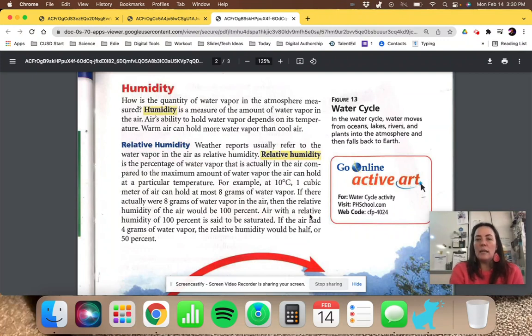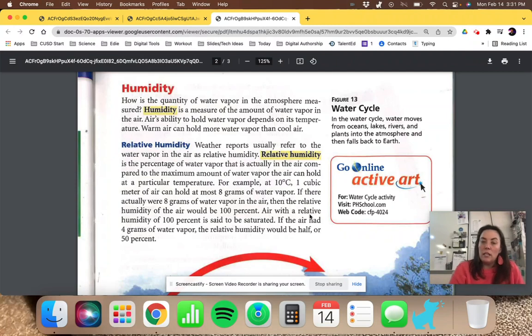It says, for example, at 10 degrees Celsius, 1 cubic meter, so a box that is 1 meter wide, 1 meter long, and 1 meter high, can hold 8 grams of water vapor. Now, if there were actually 8 grams of water vapor in the air, then the relative humidity of the air would be 100%.